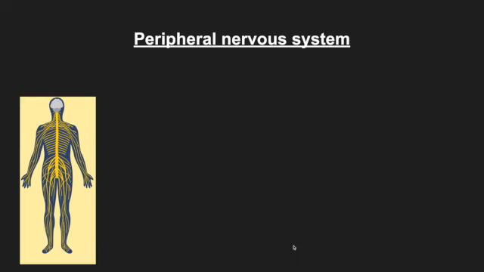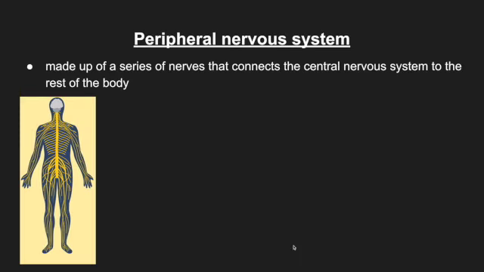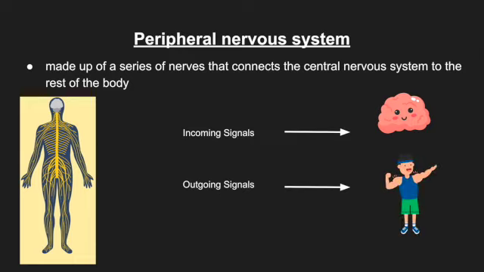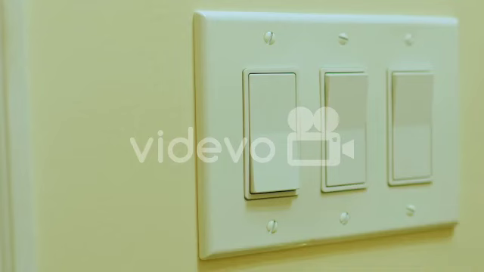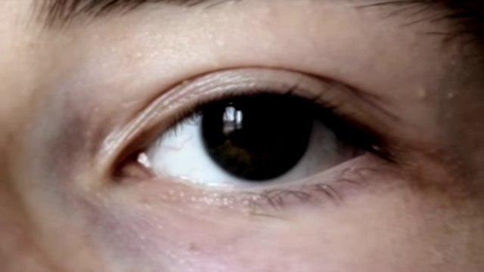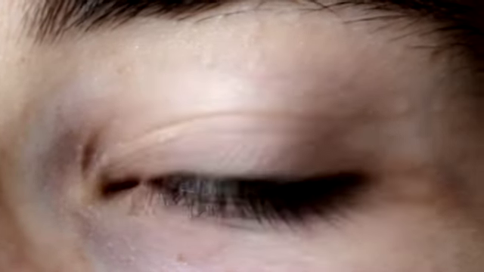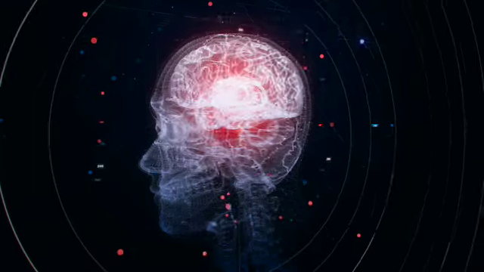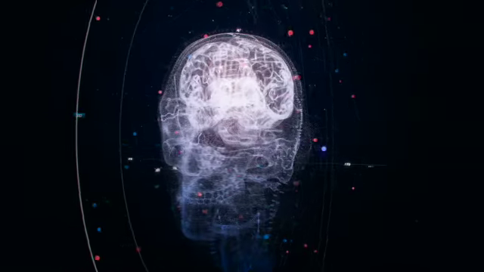The peripheral nervous system is made up of a series of nerves that connect the central nervous system to the rest of the body. It carries incoming signals to the brain and outgoing signals to the muscles. An example would be turning off the lights in a room. Your PNS will use visual cues like the lights being on to send the brain a message. The brain will then assess what it sees and move your body to press the light switch.